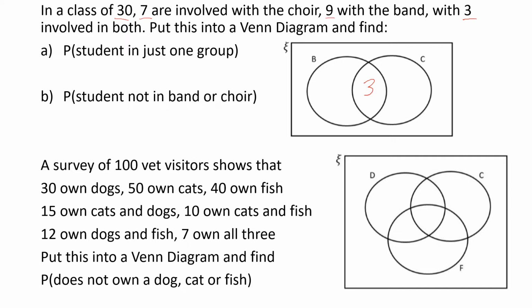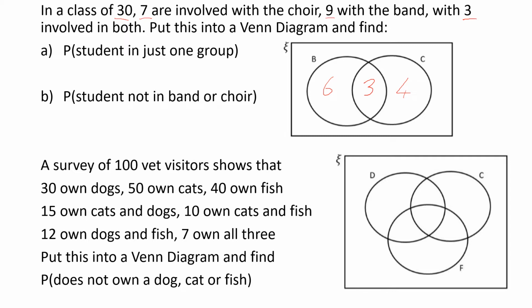We're then told there are 9 people that work in the band, and it might be tempting to write 9 here, but that would be wrong. The total of this entire B circle has to add up to 9. We've already got 3 people, so there are only 6 people left to account for. Similarly, it says there are 7 people involved in the choir, but we've already got 3 of them, so there's going to be 4 people in the rest of the choir circle.